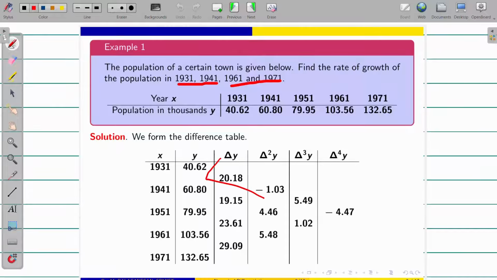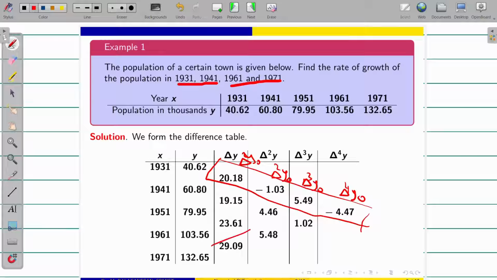Del y naught, del square y naught, del cube y naught, everything we can take from the table itself. This is for forward, and backward similarly we can take del y naught. This is delta square y naught. This is delta cube y naught. This is delta power 4 y naught.